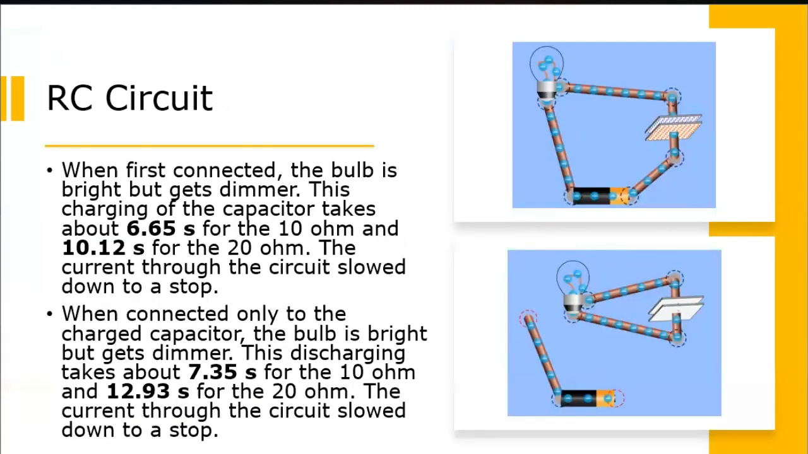So then I used an RC circuit, which is one with a capacitor, as shown to the right, to charge and discharge a capacitor. And I did that with the 10 ohm bulb first and a 20 ohm bulb second. When I used a 10 ohm bulb, the capacitor charged quicker and discharged quicker than with the 20 ohm bulb. And for both of them, the current through the circuit slowed down to a stop, and the bulb was bright at first and got dimmer.